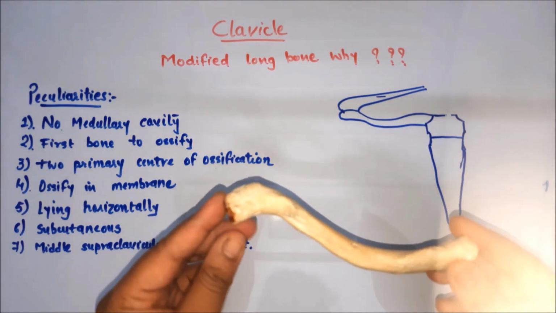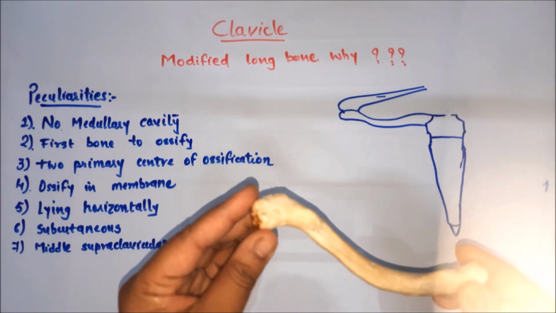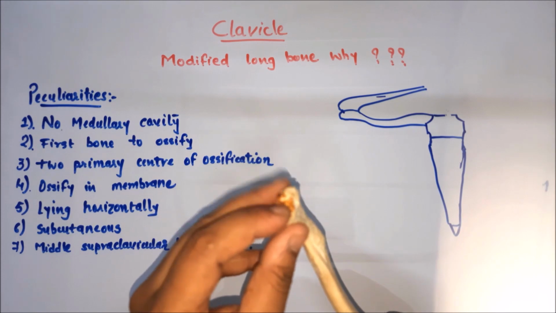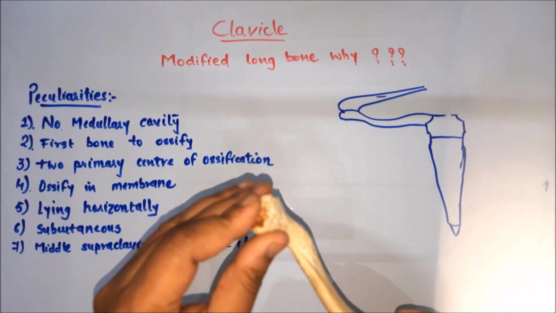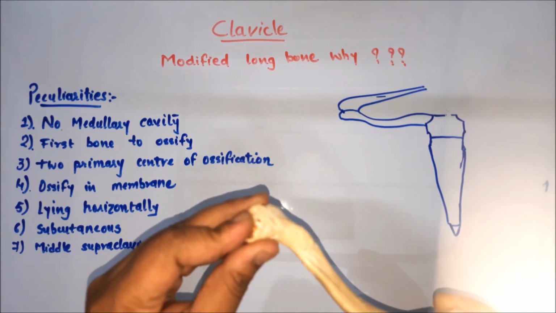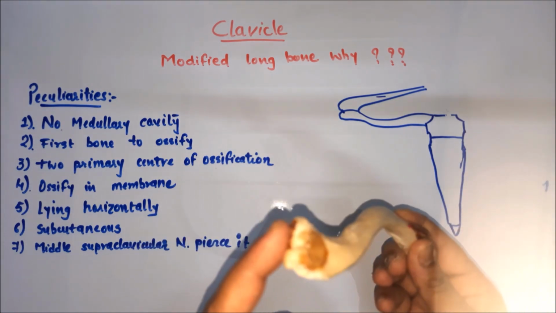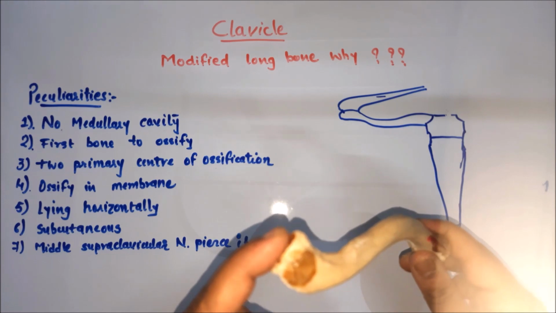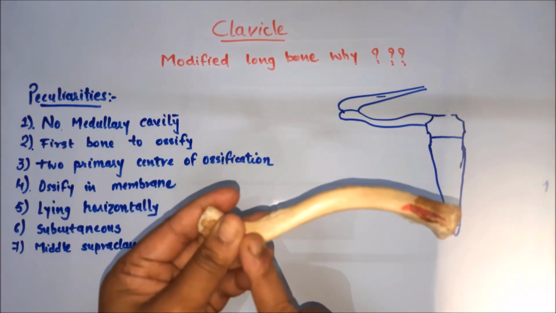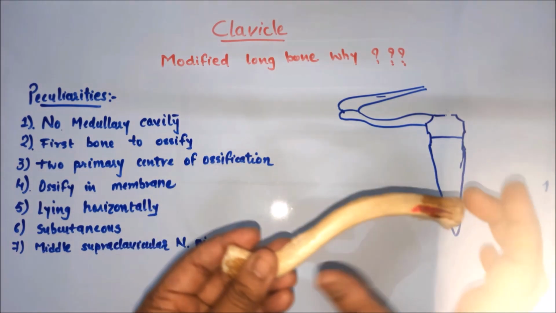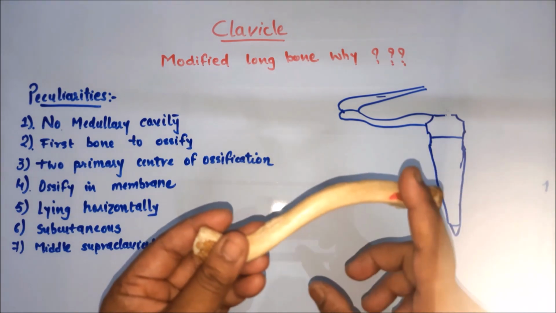Okay, one more thing you can see at the lateral end is the articular surface, which articulates with the acromion process. So here there is an articular surface for the acromion process. So this is about the features of the lateral end. Now let us see about the medial end and the shaft.